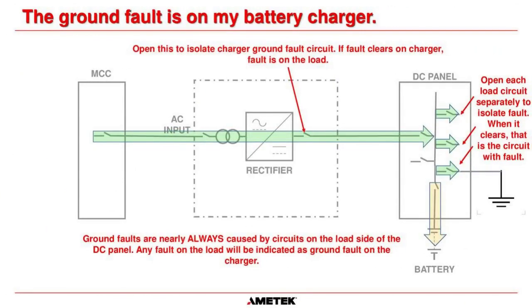regardless. Okay, so as I said earlier, ground faults are nearly always caused by circuits on the load side of a DC panel. So any fault on the load will be indicated as a ground fault in the charger because they're connected in parallel. Okay, so any ground fault, so you can see here, here's a ground fault on this circuit here. Okay, any ground fault on that circuit will show a ground fault inside the charger itself.